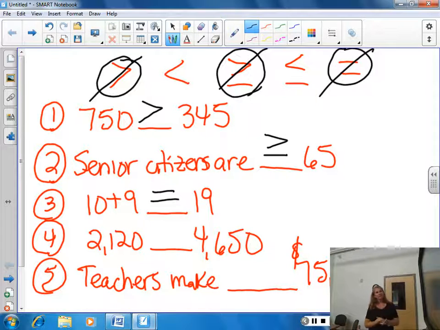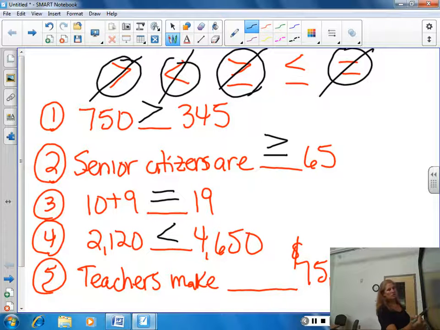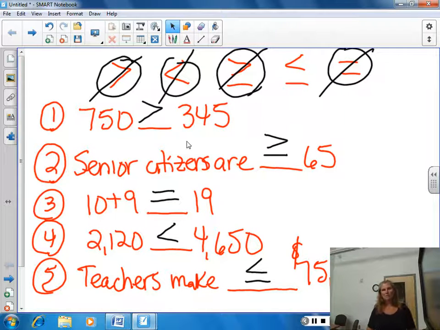And you have 5 of these on your worksheet in different orders, but you want to go through and similarly think about that. Teachers make either $75,000 or maybe less, a lot less in some cases. 2,120 is less than 4,650, but I think it's better to say this is definitely less than. And this one, they could make exactly 75,000, but they might make less. And again, that number I just picked out of the air, so it could be a totally different number. But that's how I would fill that in.